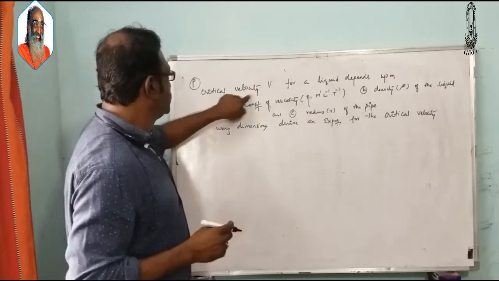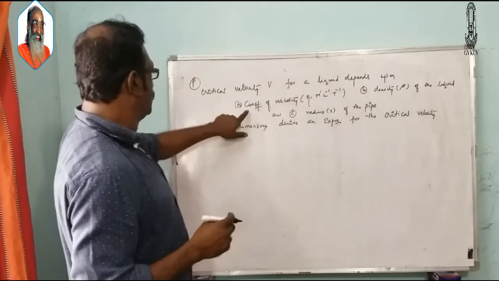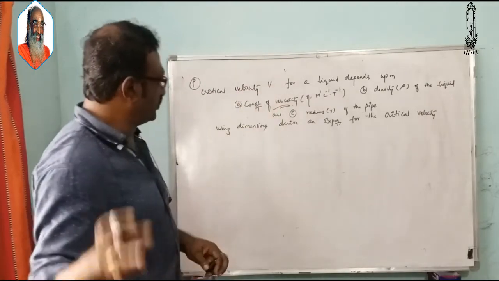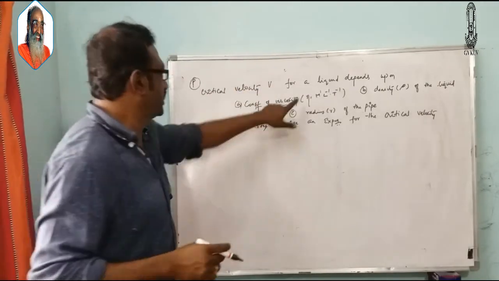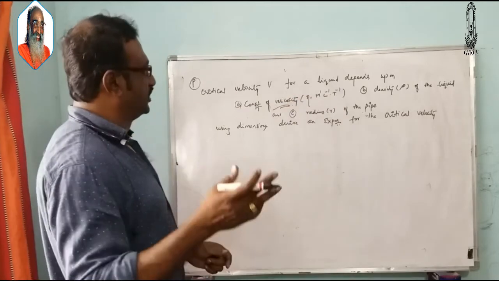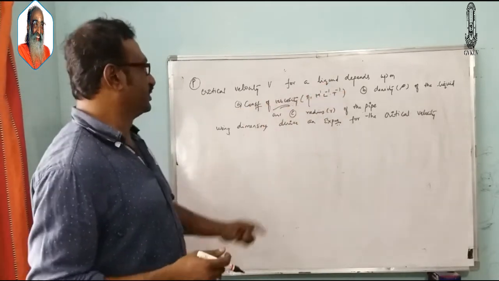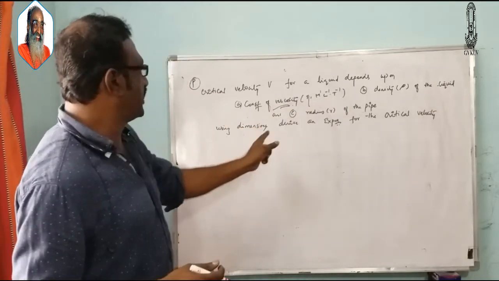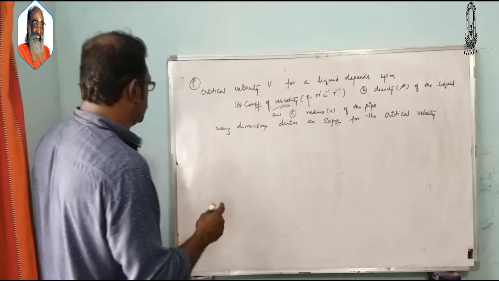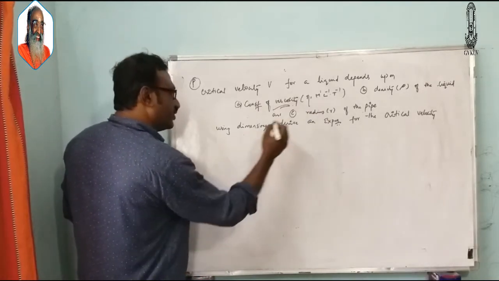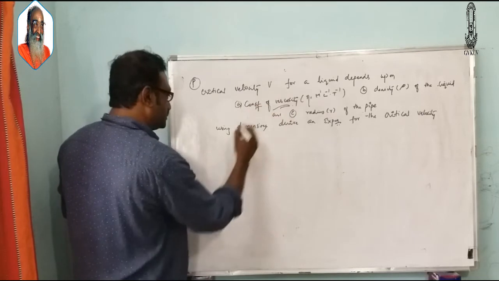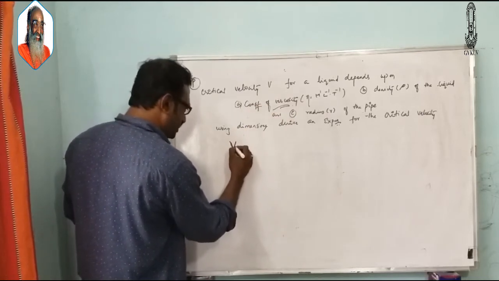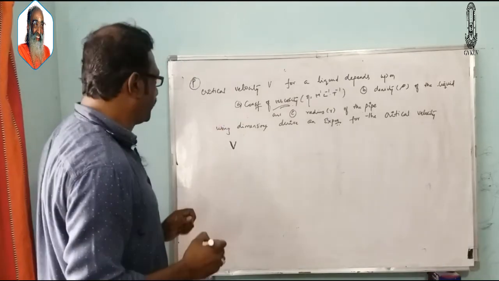Here, the critical velocity V for a liquid depends upon the coefficient of viscosity. You will come across this going along with the chapters, and there you can understand. But here the dimensions are already given, so you can easily go with this. Density of the liquid and radius of the pipe. Using dimensions, derive an expression for the critical velocity. So we have to derive the expression for critical velocity. Critical velocity, just keep in mind, is nothing but also a velocity.